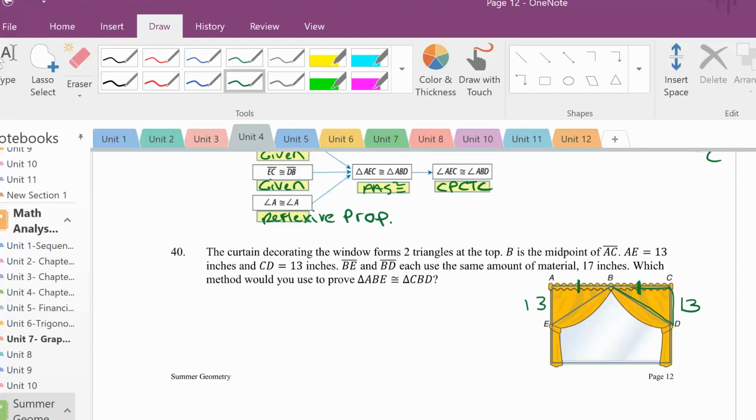BE and BD both use 17 inches of material. So which method would you use to prove the triangles are congruent? You would use side, side, side congruence, because you know all three sides are congruent.